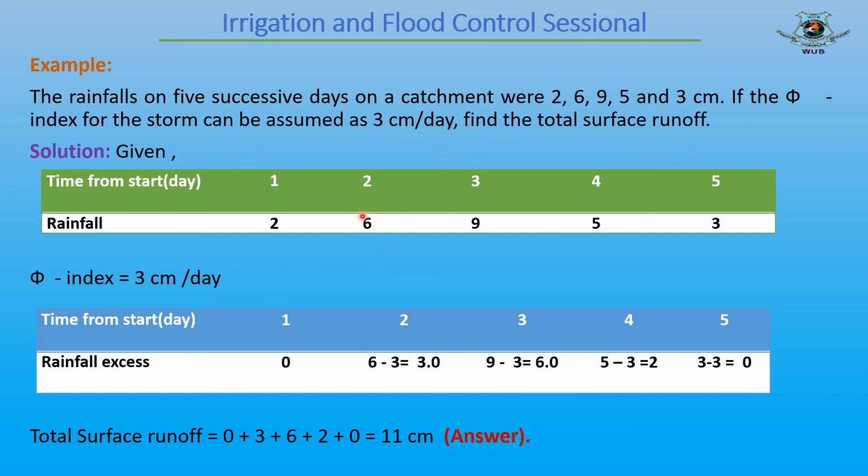And the second day value is 6 and we will subtract this 3 from this 6 and we will get the rainfall excess or surface runoff of 3 centimeter. Similarly, the third day rainfall is 9 centimeter and we will subtract this phi value from it. Similarly for fourth day and also for fifth day. So these are the rainfall excess or surface runoff for each individual day. And to calculate the total surface runoff, we have to sum these values. And if we sum all of them, the total surface runoff stands 11 centimeter.